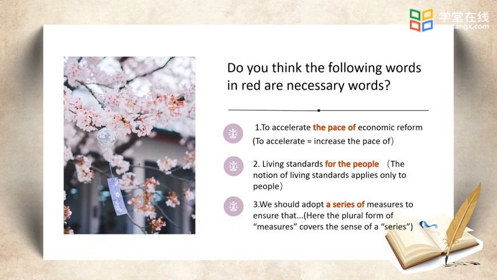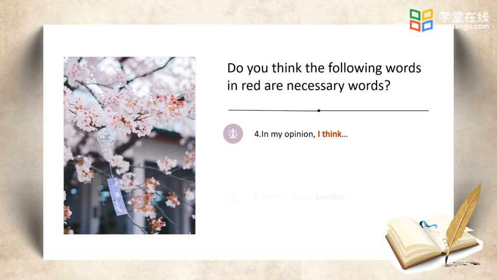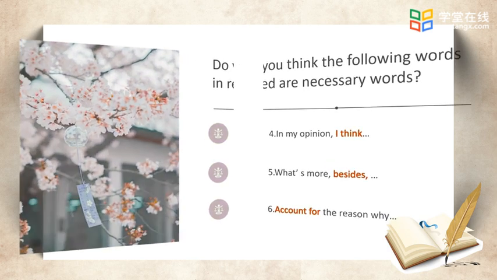3. We should adopt a series of measures to ensure. Here the plural form of measures conveys the sense of a series. 4. In my opinion, I think. 5. What's more, besides. 6. Account for the reason why. So we need to cut out all the words in red.